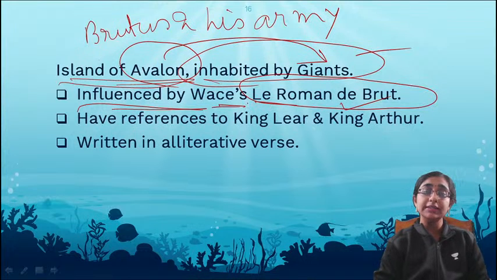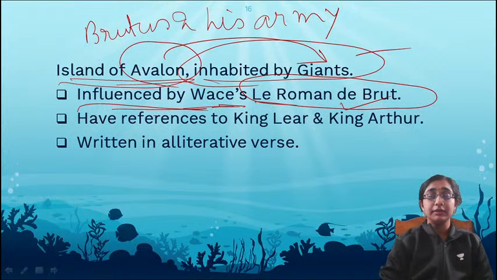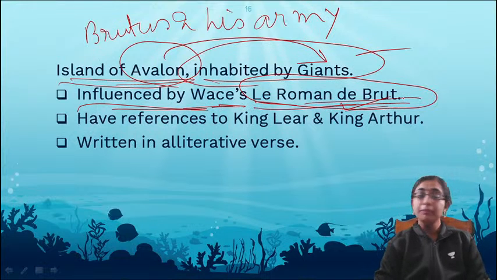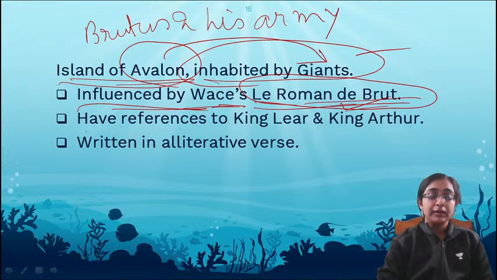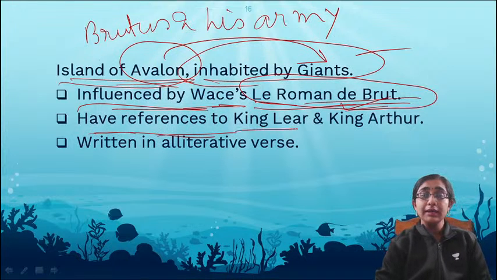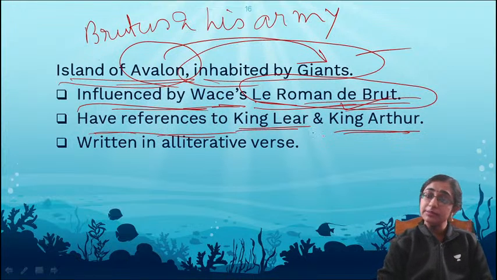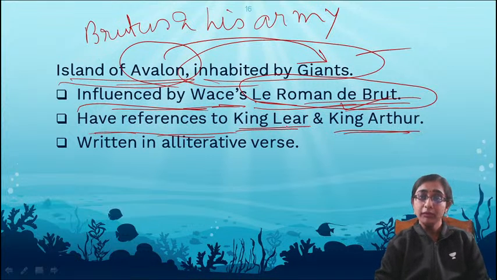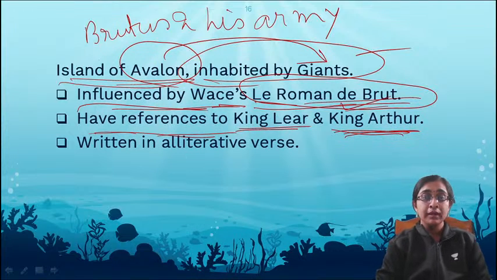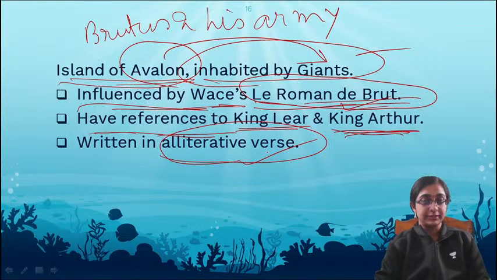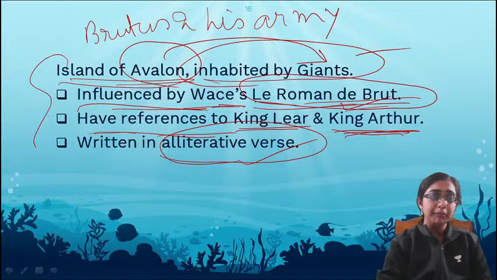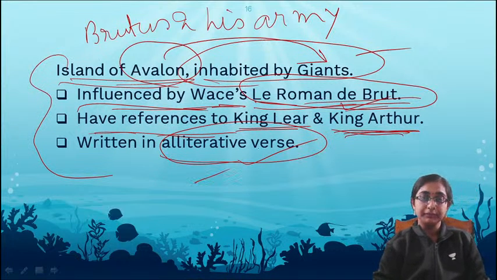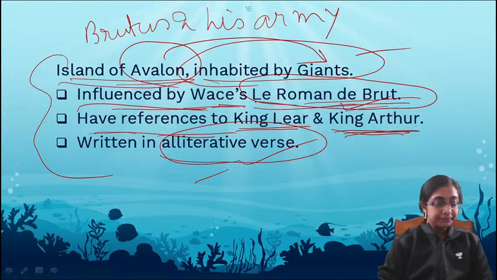La Romane de Brute is a work written by Oasis, and Layamon's Brut is mainly based on Oasis' La Romane de Brute. It also has references to King Lear and King Arthur. In this chronicle we will find references to King Lear and also King Arthur, written in alliterative verse. So these are the important information related to Layamon's Brut. Clear?